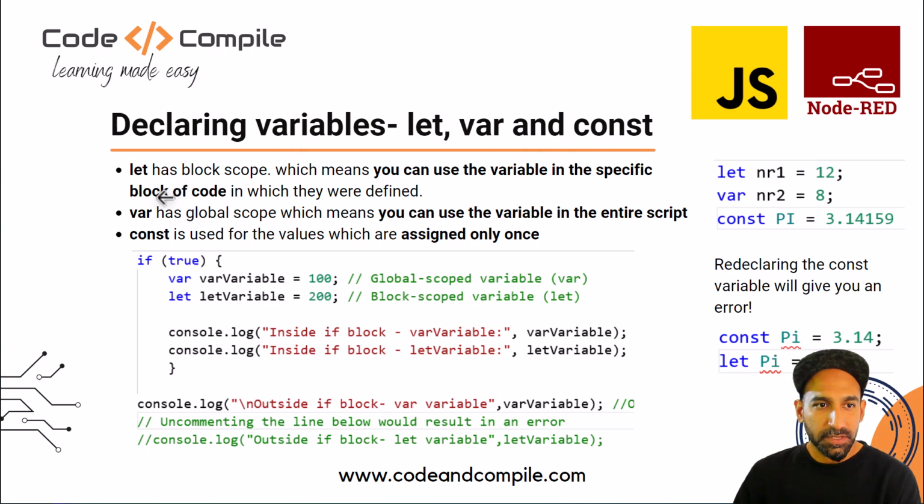For example, let has a block scope, which means you can use a variable in the specific block of code in which it was defined. Here is an example. I have an if statement, if true, which means it's always true. I define two variables, var variable and let variable, with 100 and 200. If I access the let variable inside this block, it will work. But if I access it outside the block, it will not work. There I have to use var variable.